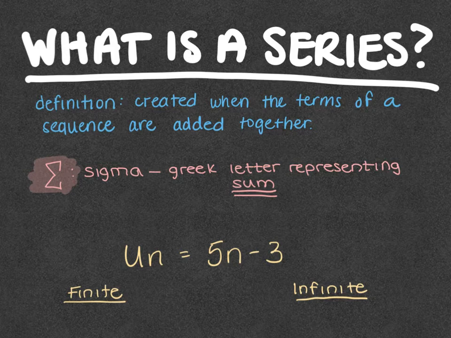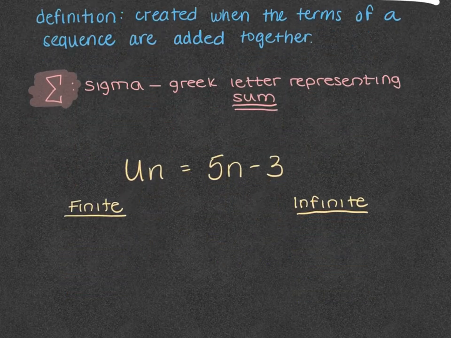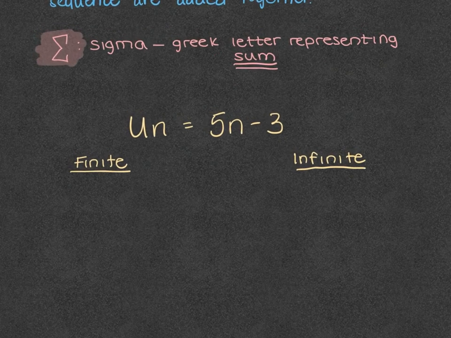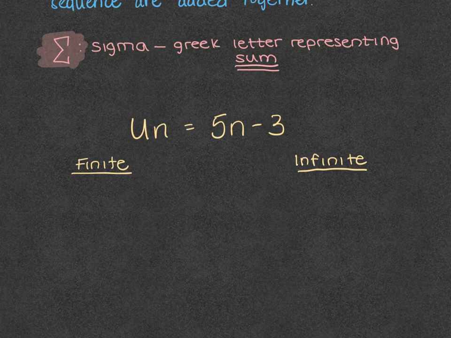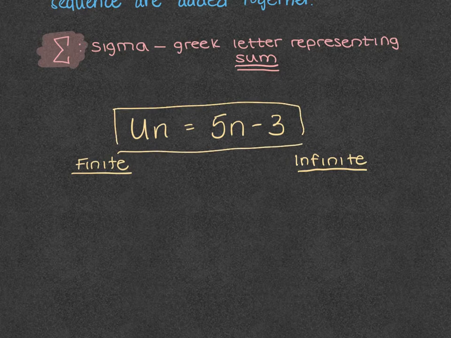So let's go through a couple of examples of what that might look like. Just like with sequences, we could have a finite sequence or an infinite sequence, and for series, we can either have an infinite or finite series. So if I'm looking at this sequence up here, 5n minus 3, and let's say I wanted to add up the terms 2 through 5. So we want to add u2 through u5.